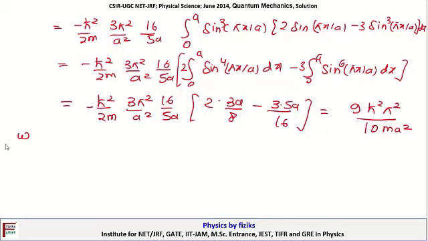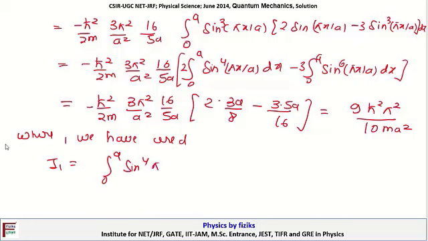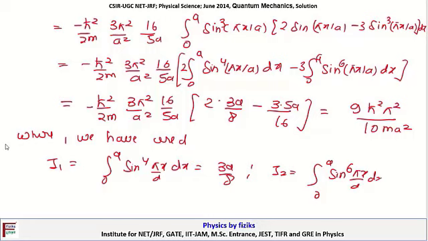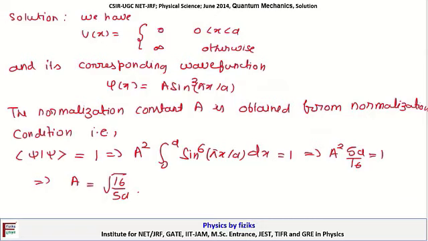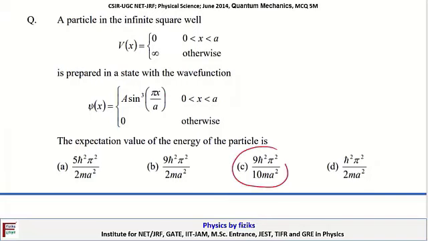where we have used I1 is equal to integral 0 to a sin 4 pi x by a dx is equal to 3a by 8, and I2 equals integral 0 to a sin 6 pi x by a dx equals 5a by 16. Thus, our answer for this problem is option C.